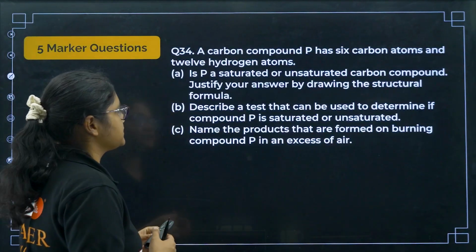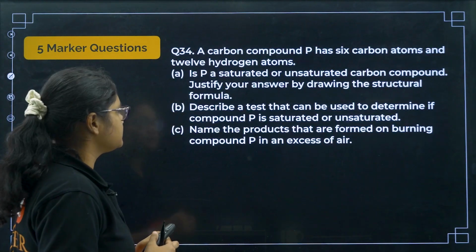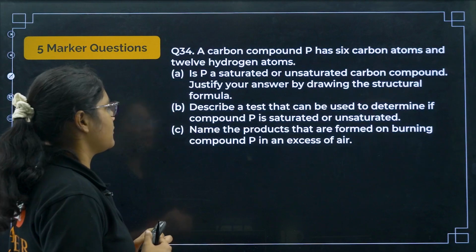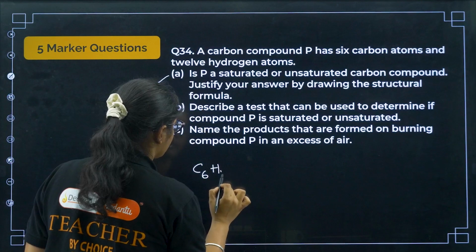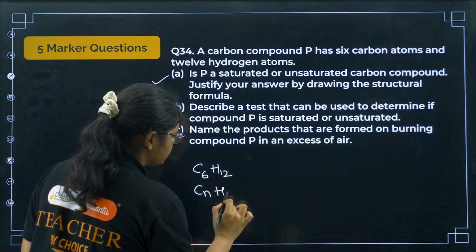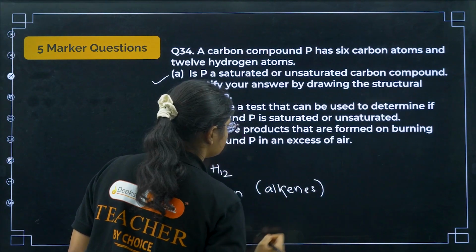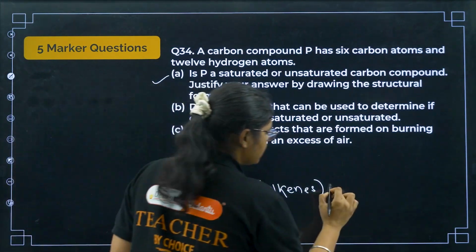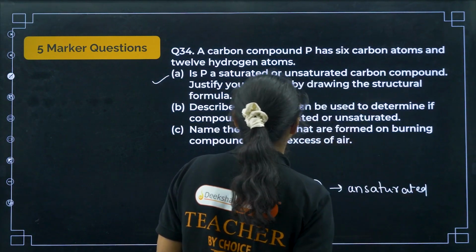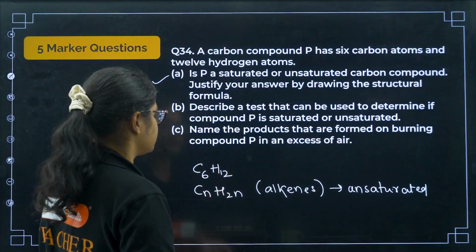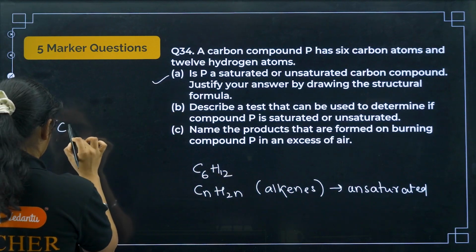Next we have a 5-marker question. A carbon compound P has 6 carbon atoms and 12 hydrogen atoms. Is P a saturated or unsaturated compound? Justify your answer by drawing the structural formula. C6 and H12, right? So you can see this formula is of alkenes, right? And if it is an alkene, then it is unsaturated. Next, justify your answer by drawing the structural formula. You can put the double bond anywhere. So I'll just put it like this, suppose.